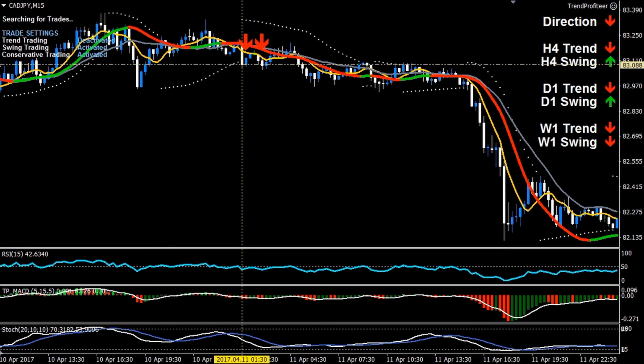So that concludes this example of a swing within a trend conservative sell trade on the short-term 15-minute chart.